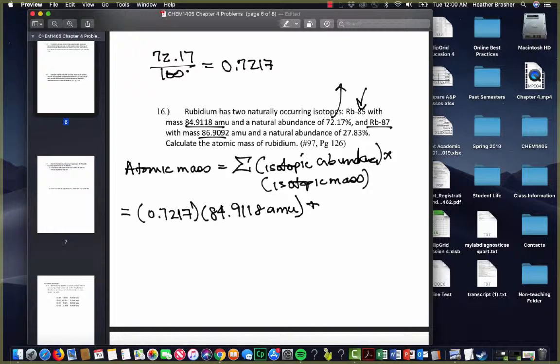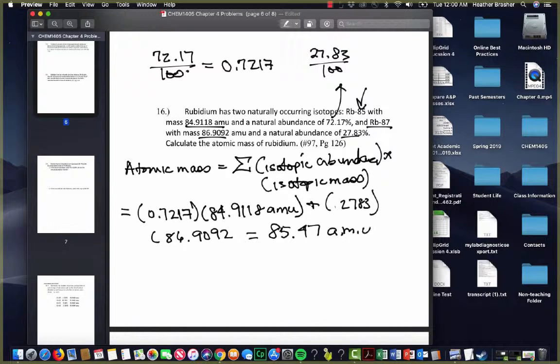And we have how much of that? 27.83. So we do the same thing as we did before, 27.83 divided by 100. And then basically what you get there is 0.2783 times 86.9092. And that's going to give us the average weight of 85.47 atomic mass units. And we do 4 sig figs there because that's what we have in our calculation.